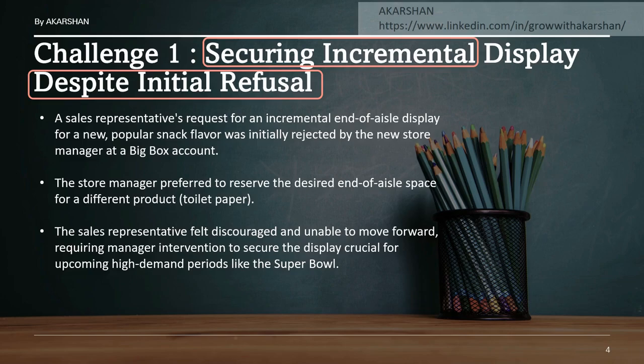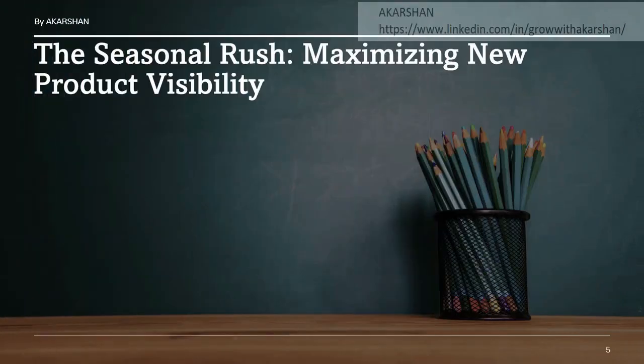Now, this is the problem. A sales representative's request for an incremental end of aisle display for a new popular snack flavor was initially rejected by the new store manager at a big box account. And this is the other part, you can read it. However, I have already told you what's the main problem. So what you are going to do?